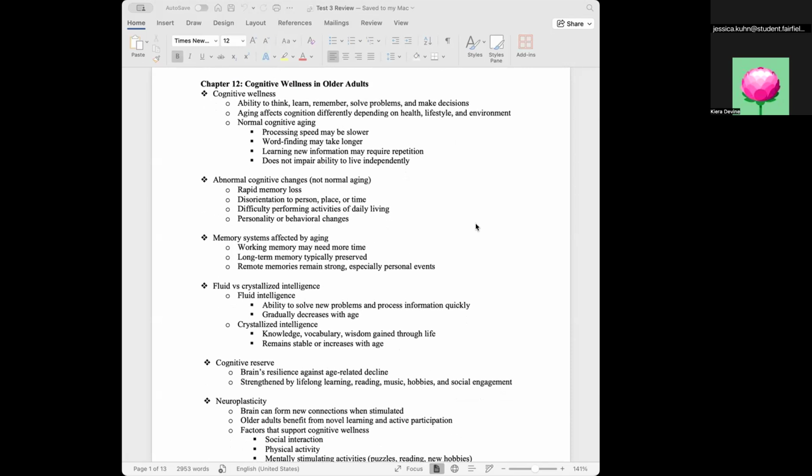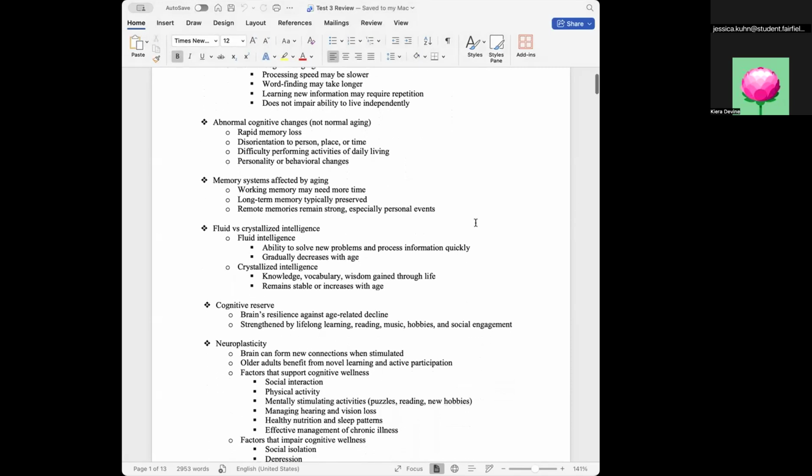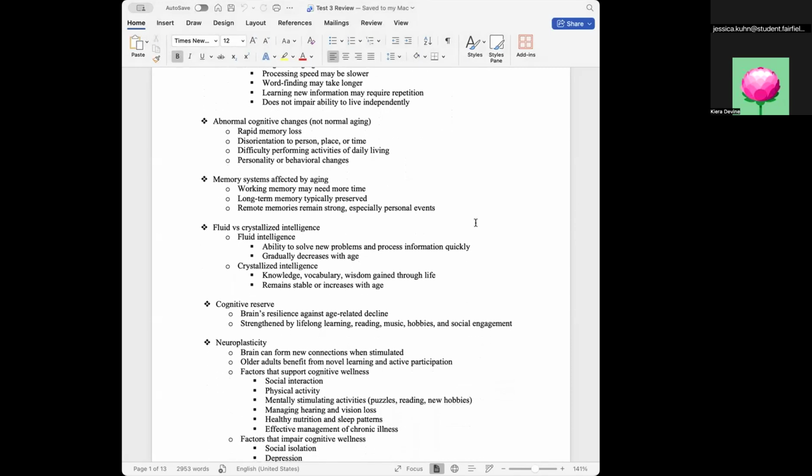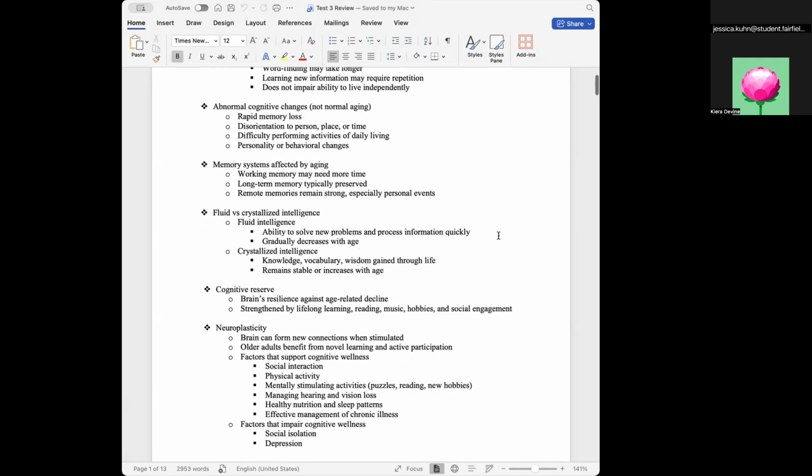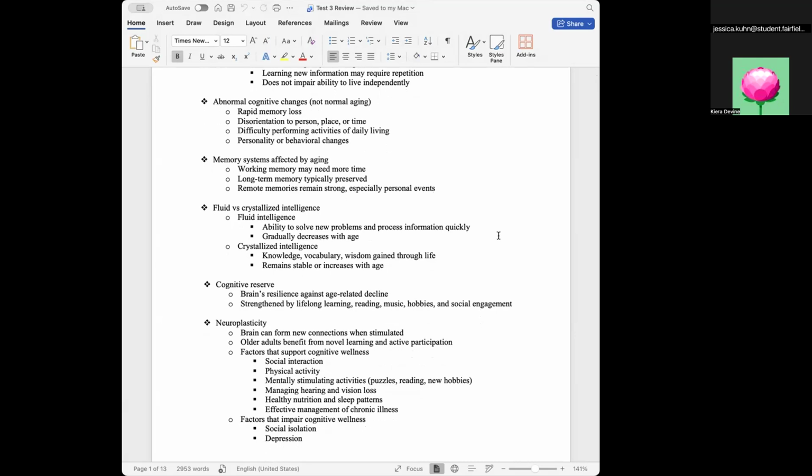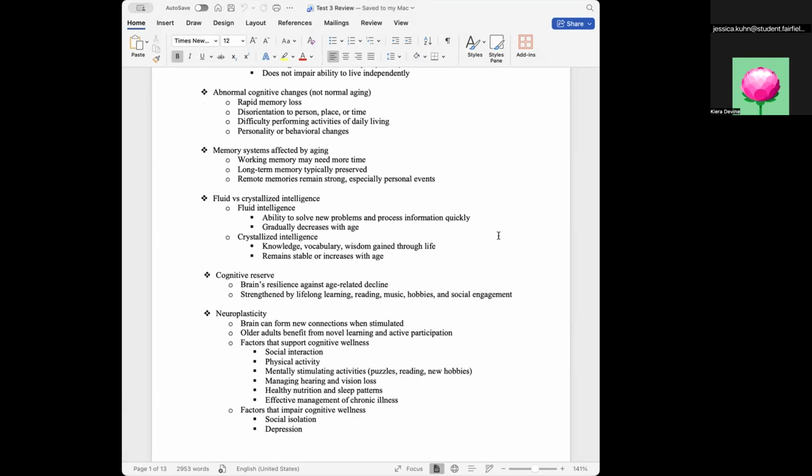Abnormal cognitive changes, if we're going back to the review sheet here, abnormal cognitive changes that are not normal: rapid memory loss. So somebody should not be having incredible difficulty with short-term or long-term memory, being disoriented to person, place, or time, difficulty performing activities of daily living, and personality or behavioral changes. Those are all red flags that you want to look out for. If someone were to come into your practice and say their mom is experiencing these issues, these are abnormal and should prompt further assessment.